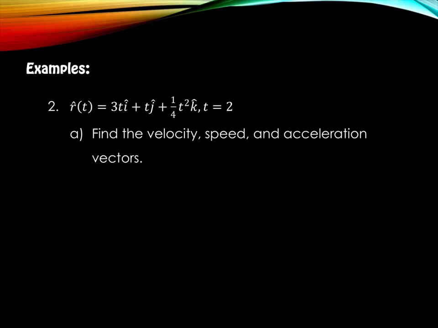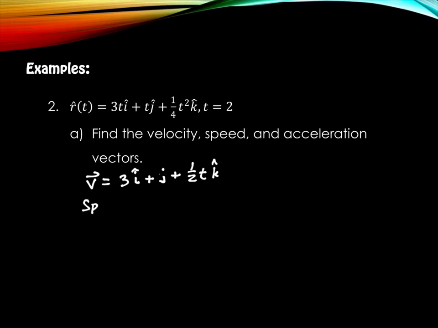Number 2, we've got a different vector. This one's polynomial in nature instead of being trigonometric in nature. And it wants us to find, again, velocity, speed, and acceleration. So velocity is taking the derivatives, right? So the derivative of 3t would be 3i. Derivative of tj would be 1j, so just j. And then the derivative of 1/4 t squared would be 1/2 t, and then it's k.